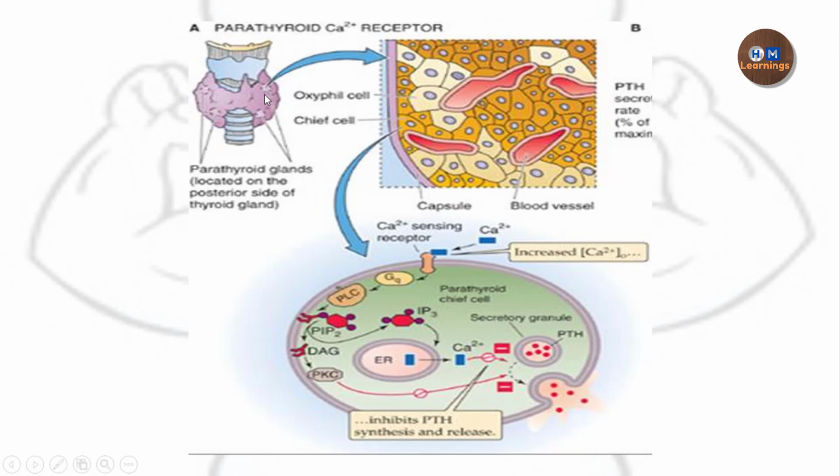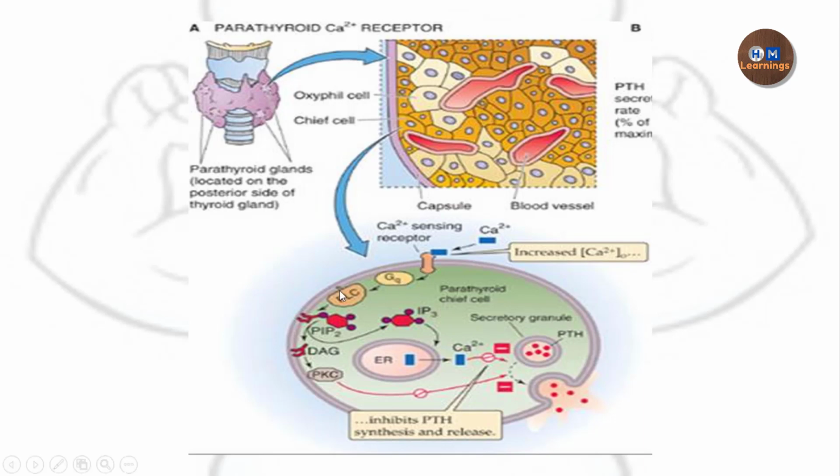So when we see the histology of the parathyroid gland, we can see there are 2 types of cells, oxyphilic cells and the chief cells. We are interested in the chief cells because chief cells are the ones which secrete the parathyroid hormone. Now how the secretion of the parathyroid hormone is done, we can see here in this diagram.